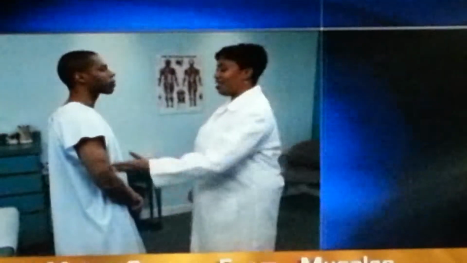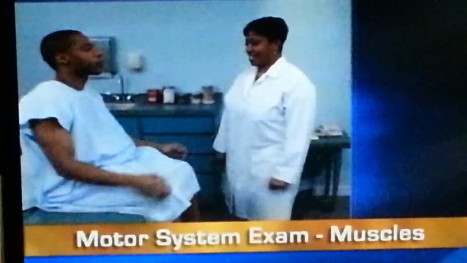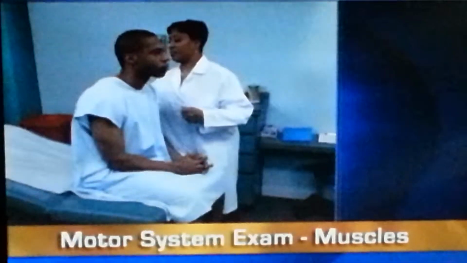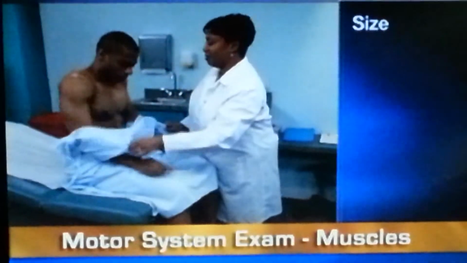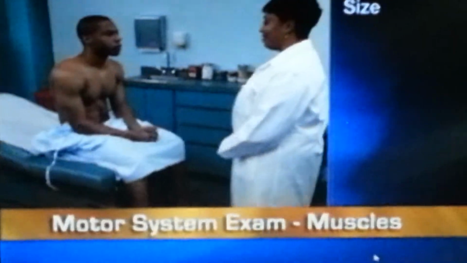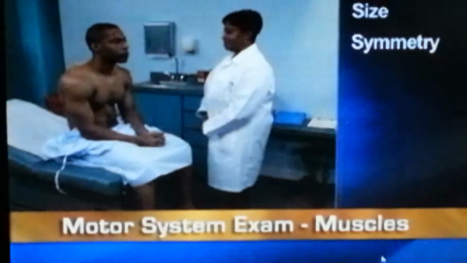Okay, Mr. Gabriel, I need you to have a seat on the table for me. Sure. For the motor system examination, begin by assessing the muscles. Inspect all muscle groups for size, comparing one side with the other. Muscle groups should have no atrophy, be symmetrical bilaterally, and be within normal limits for the person's age.